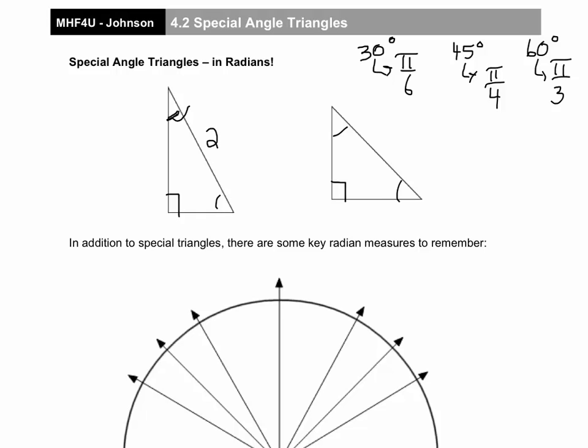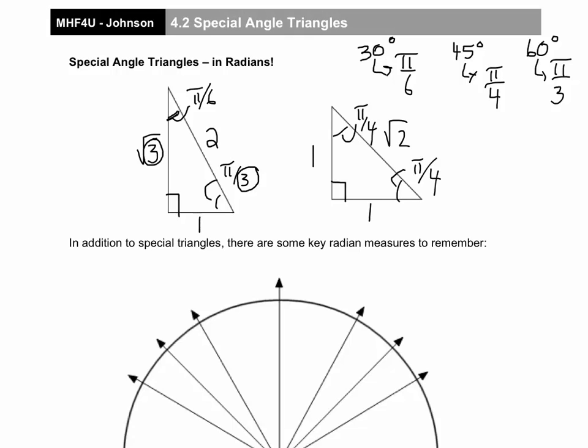So if we take this angle here as our 30 degrees, or our pi over 6, this angle is our 60 degrees, or pi over 3, then we would have 1, root 3, and 2. An easy way to remember this is the pi over 3 angle is opposite our root 3 length of side. For the other triangle, 1, 1, and root 2, both of these angles are pi over 4, or 45 degrees.